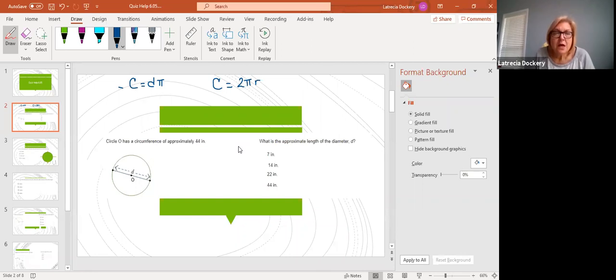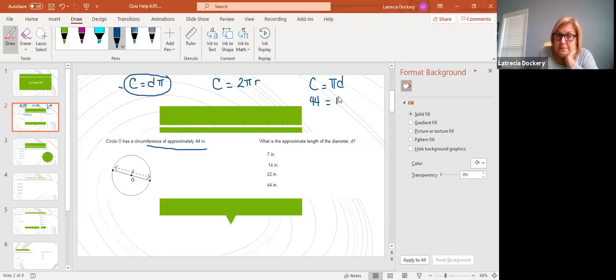In this case, it gave us the circumference itself, and they want to find the diameter. Well, if we have the circumference and we want the diameter, then we're going to use this formula, and we're just going to back into it, okay? So we're going to take circumference equals, normally it's pi diameter. All right, so we are given the circumference right here, approximately 44 inches. So 44, why do they say approximate? Do you guys know that? Why do they say approximate? They say that because we have pi in here, and anytime we have pi, we have an approximation, okay?